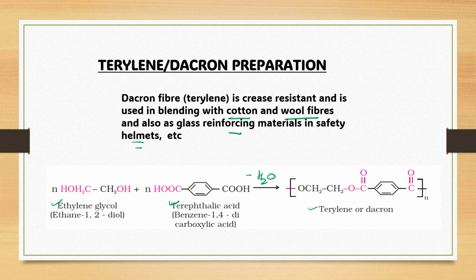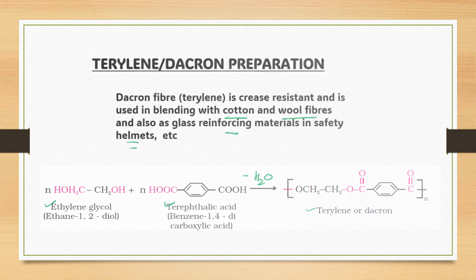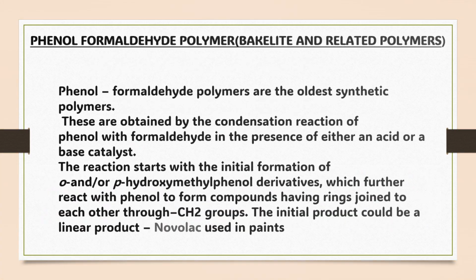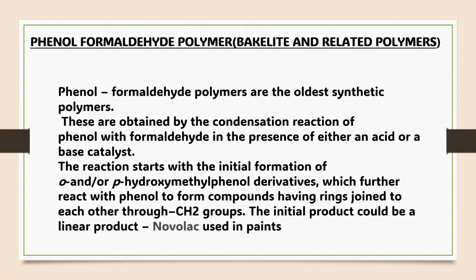Now next we have to study about the phenol formaldehyde polymer, bakelite, and related polymers. So first we should know what is phenol. Phenol is a simple molecule, benzene with the hydroxyl group. This is phenol. Formaldehyde, we all know, H C double bond O H. This is formaldehyde. So phenol formaldehyde polymers, they are the oldest synthetic polymers.